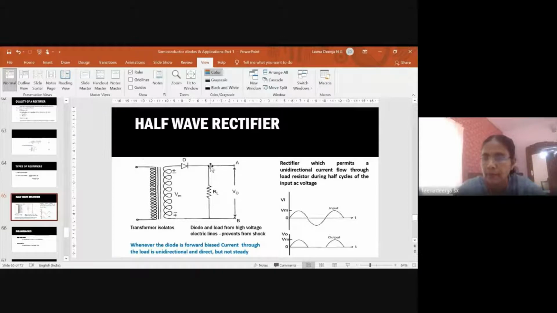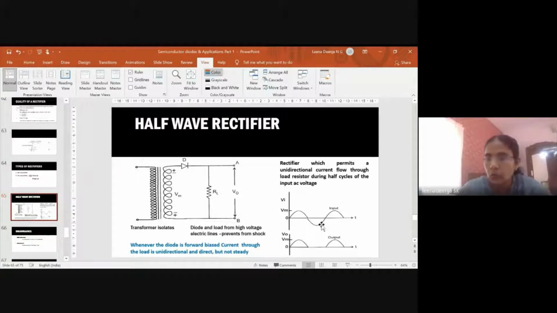ഇപ്പൊ ഈ ലോഡിലൂടെയുള്ള കറണ്ടിന്റെ ഡിറക്ഷൻ ദാറ്റ് ഈസ് സെയിം ഡ്യൂറിങ് ഹാഫ് ഓഫ് ദി സൈക്കിൾ. ഇവിടെ രണ്ട് സൈക്കിൾ ഉണ്ട്. ഇവിടെ ഈ സൈക്കിളിൽ രണ്ട് ഭാഗം ഉണ്ടെന്ന് നമ്മൾ പറഞ്ഞു, പോസിറ്റീവ് ഹാഫ് ആൻഡ് നെഗറ്റീവ് ഹാഫ്. സോ ഡ്യൂറിങ് half of this portion current will flow, and during another half no current will flow through this RL. Right?